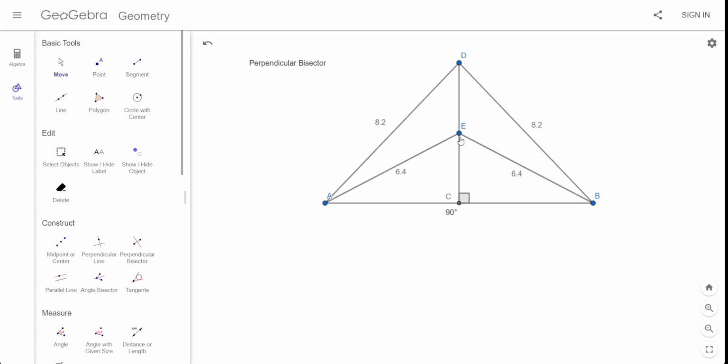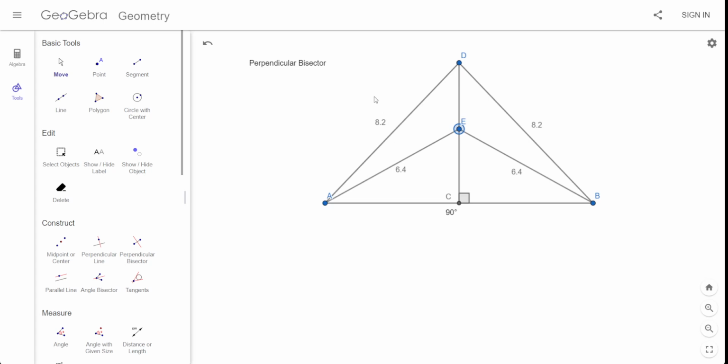Now, what's cool about this program is this, right? I could take this E and I can move it around. It doesn't matter where on that perpendicular bisector. Look at it. They all stay the same, don't they? So those two segments are always going to be equal to each other. So that's kind of cool. Everybody got that? All right, so that's kind of neat.